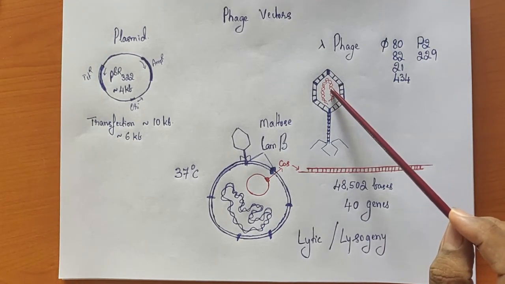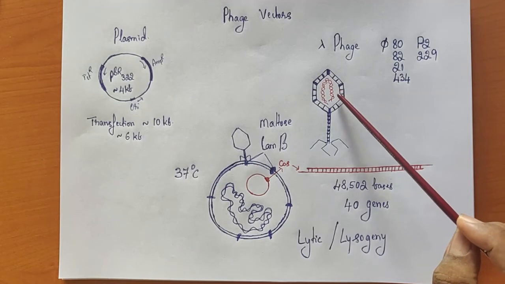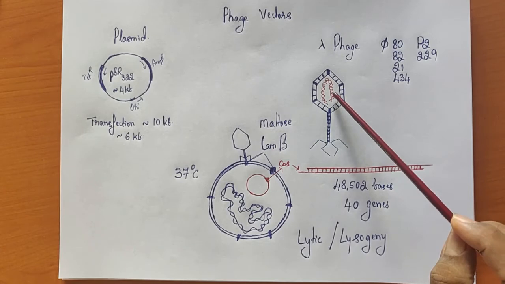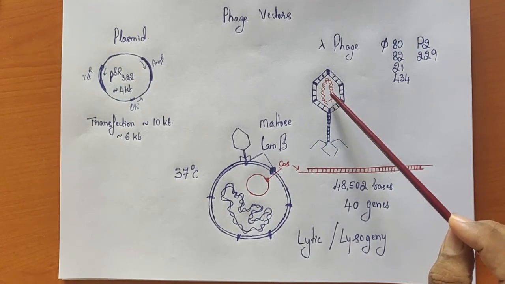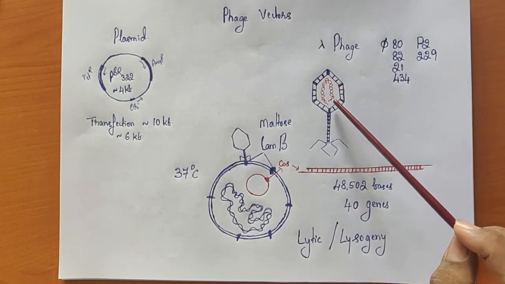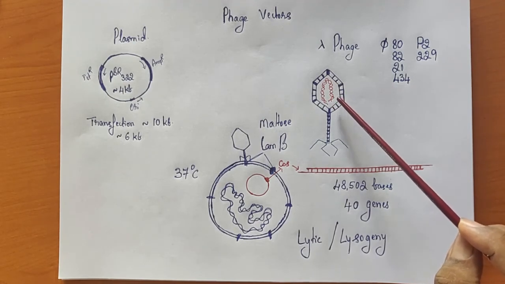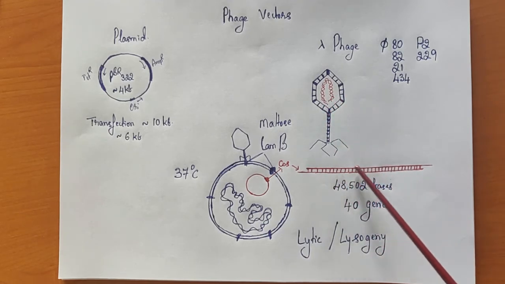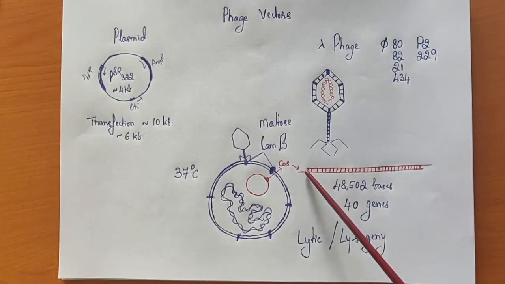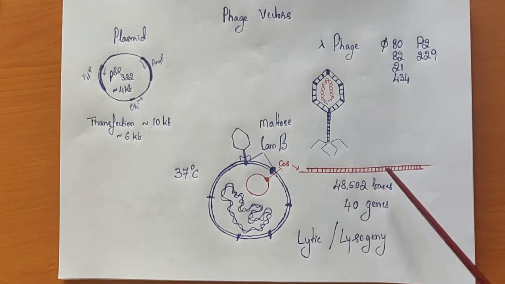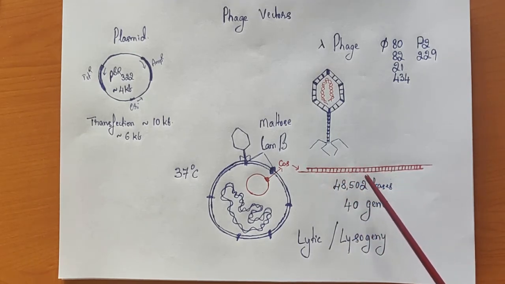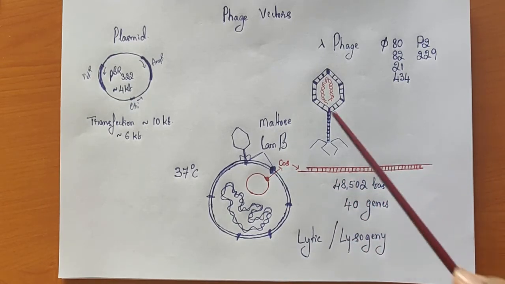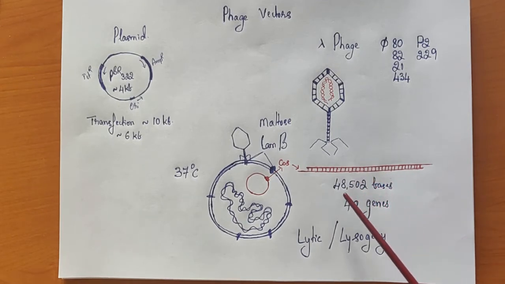If you try to understand the lambda phage, it encodes a nucleic acid that is a double helical linear DNA structure. This is encapsulated by a head protein, followed by a tail region. Let us study the nucleic acid. This nucleic acid is a linear double-stranded DNA structure. The complete DNA sequence is known. That is the advantage of this phage vector, especially the lambda phage.